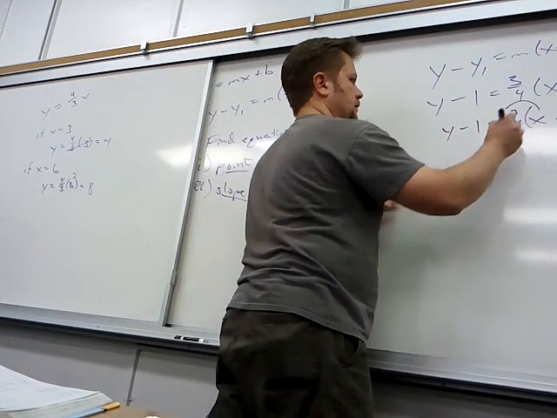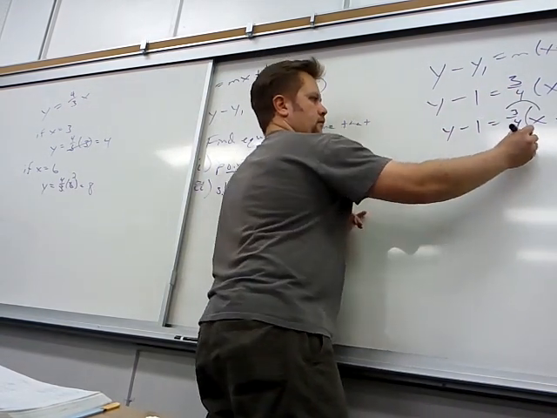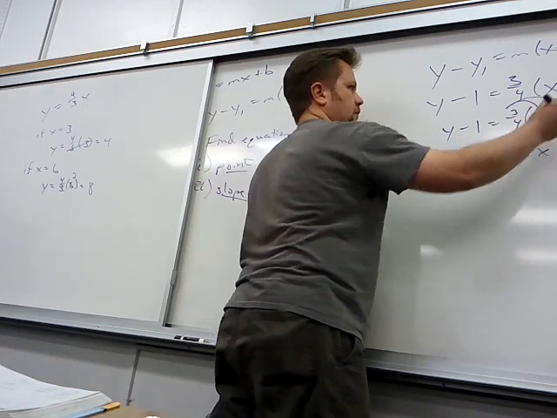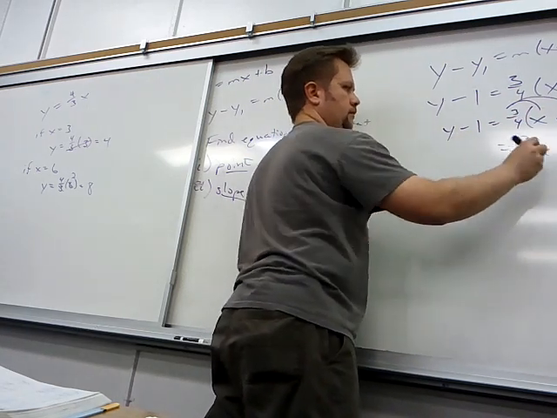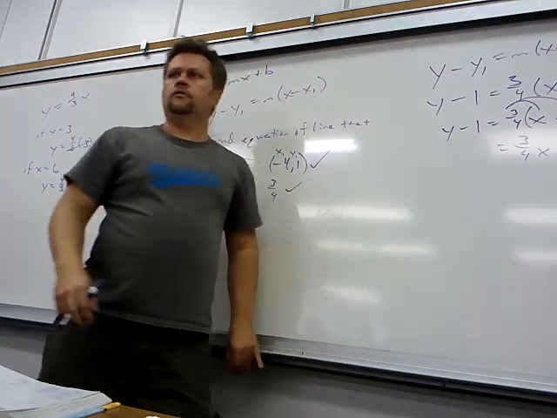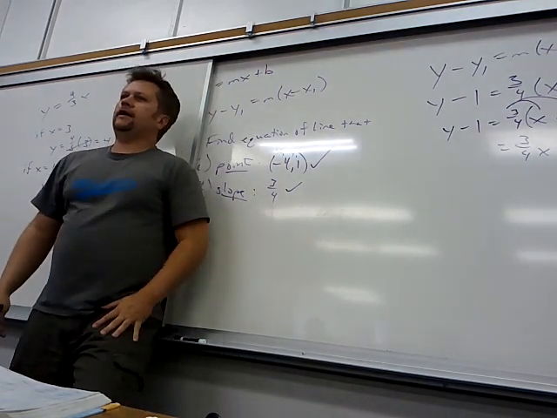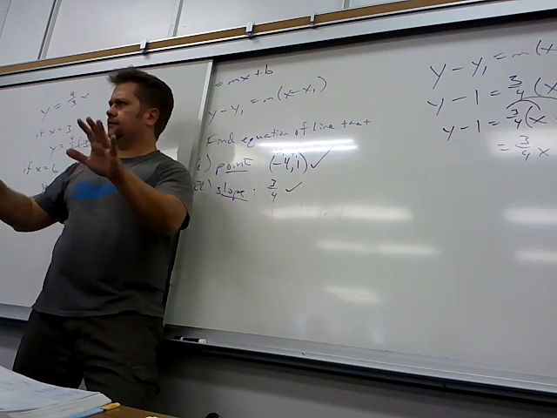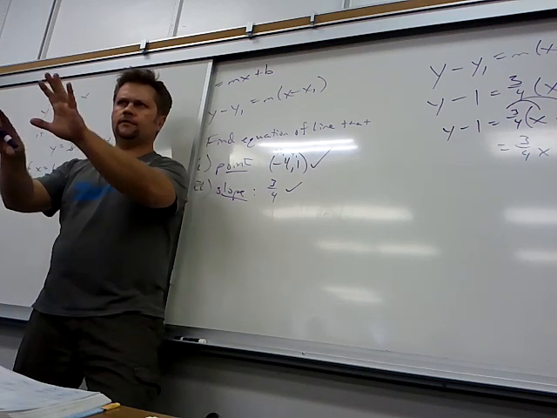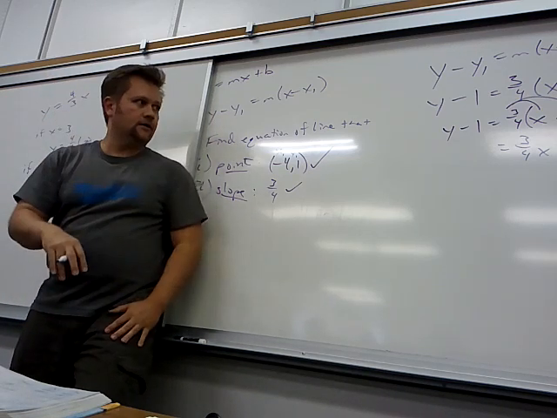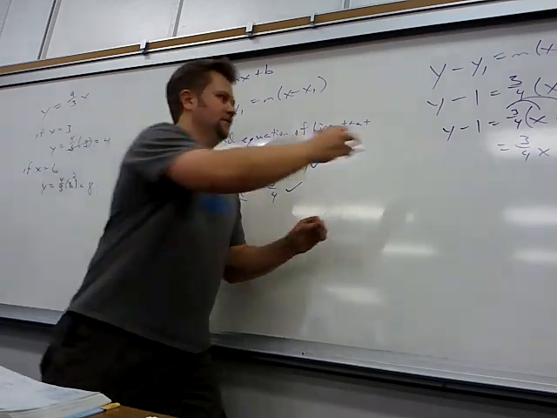So 3/4 times x is 3/4 x. 3/4 times 4 is 3, because you put the 1 under the 4 and then they cross out. The 4 cancels with the 4. Can you guys see that? Yes. Okay. Seeing no no's and moving forward.